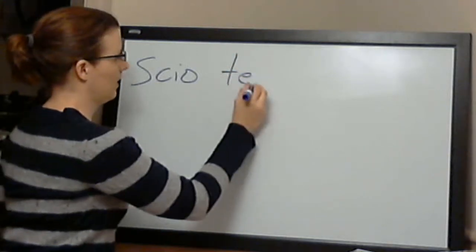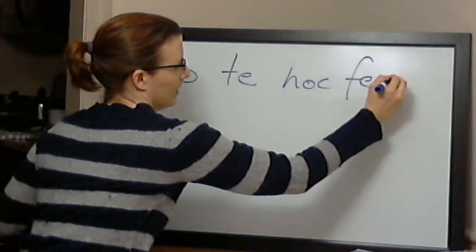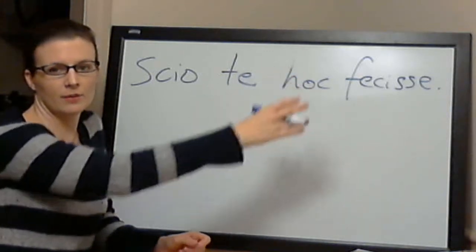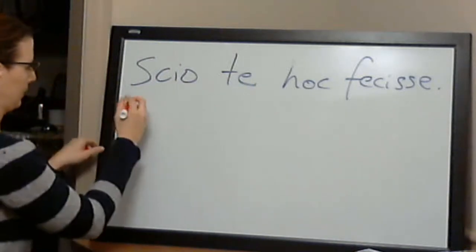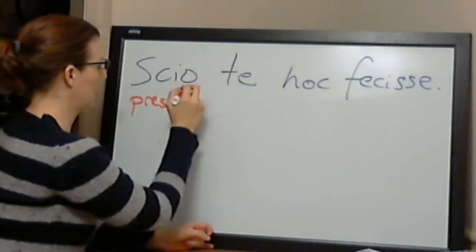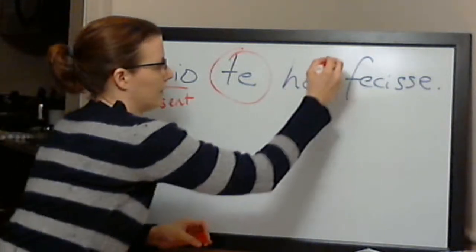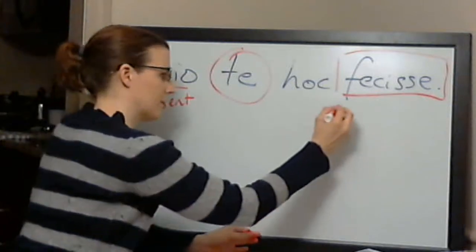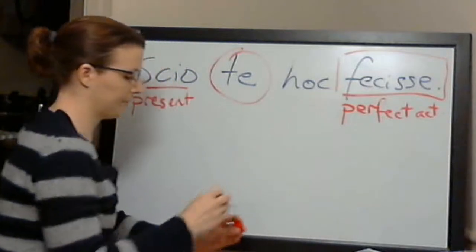We have our te, hoc, and fecisse. Simple sentence. Scio te hoc fecisse. Scio is present tense. Let's actually label that. This is our present. We see our accusative, that's going to be our subject in indirect discourse, and then we see our infinitive. And our infinitive is what sort? Perfect, good. It is a perfect active infinitive.